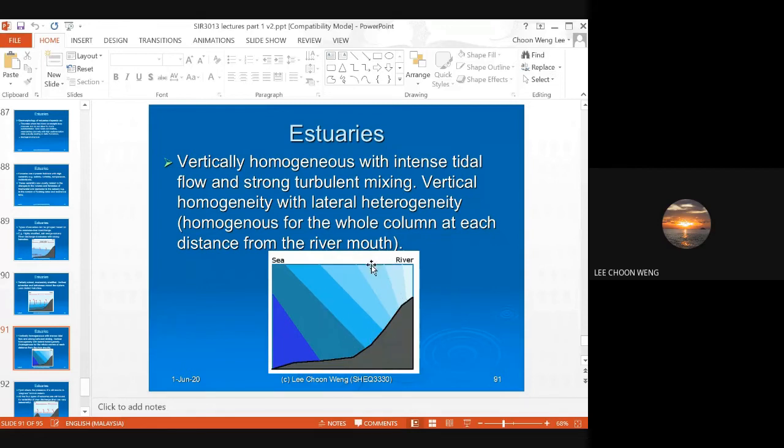So you have sections of the water here where the salinity increases as it goes out into the sea. It's homogeneous for the whole water column at each distance from the river mouth. So there is no halocline observed at all. There is strong turbulent mixing and it's vertically homogeneous.